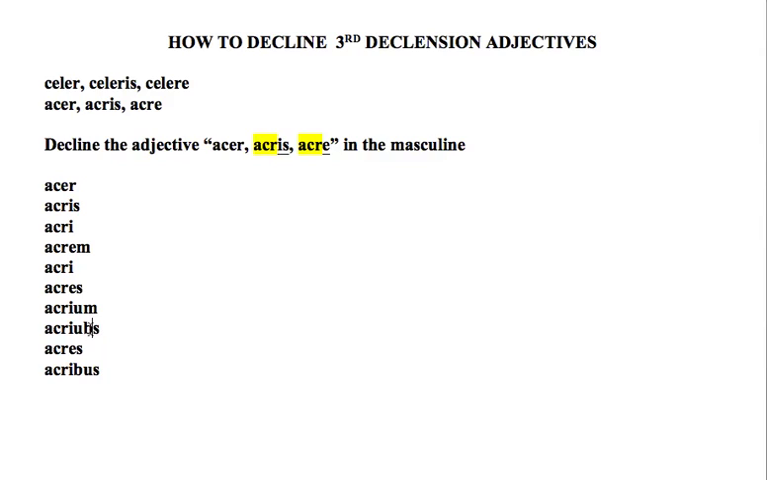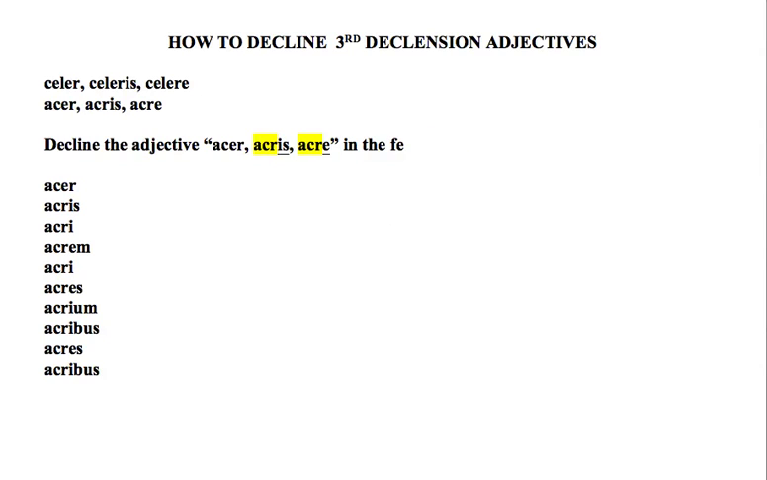Misspelled my ending here, didn't I? All right, there we have the adjective acer, acris, acre declined in the masculine. Remember that for third declension adjectives, the masculine and feminine forms will look the same. But with this adjective, the nominative singular form for the feminine looks different than it does for the masculine.